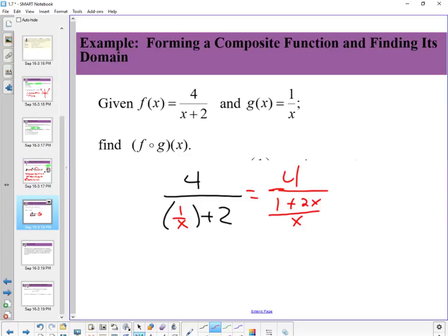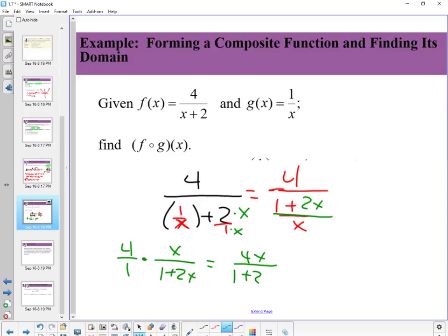Alright, let's go back. So there's my numerator. My denominator needs to be x for both of these, because it's a 1 in the denominator change on the 1 over x. So the numerator won't change. The denominator change on 1, I have to multiply by x, so I'll do the same thing to the top. That gives me 2x here. Now that 4 is 4 over 1, and I'm multiplying by the reciprocal. So I got 4x over 1 plus 2x. So here is f of g.